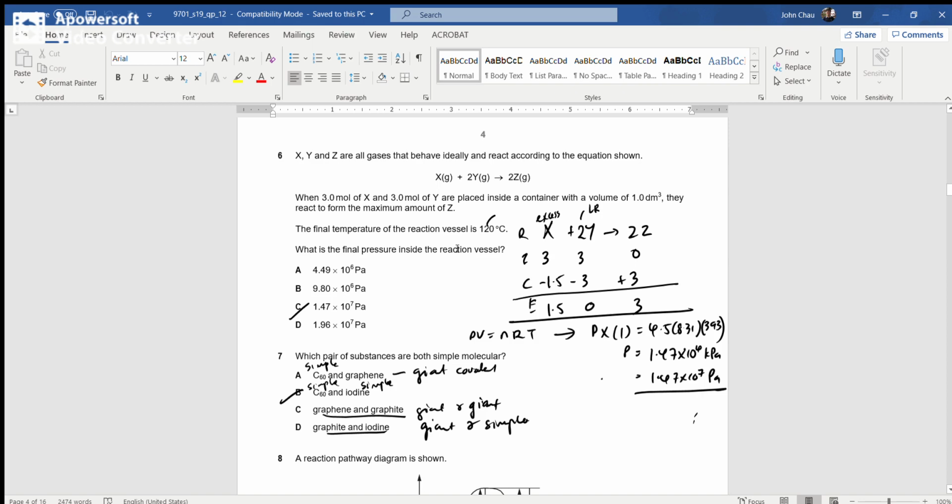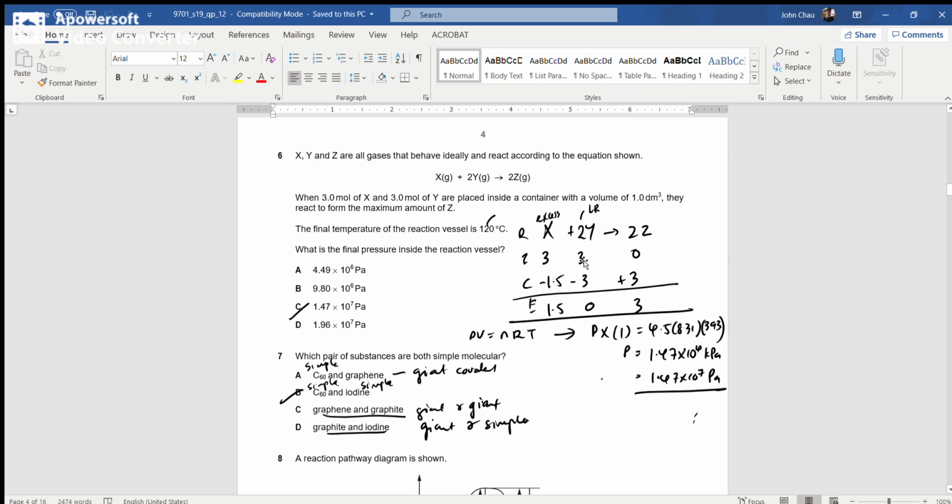Okay, so I have 3 mole of X and 3 mole of Y initially, and 0 mole of Z. So at the end of the reaction, before that we have to determine which is the limiting reactant. Okay, so we know this is a limiting reactant.